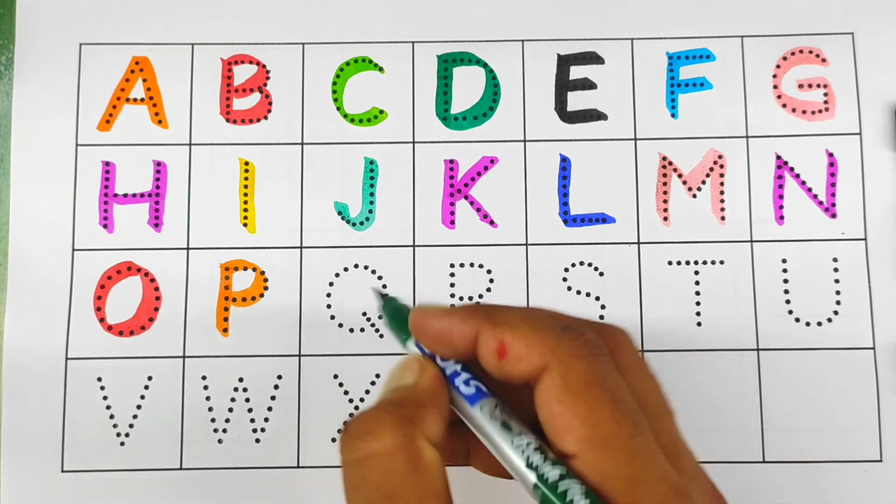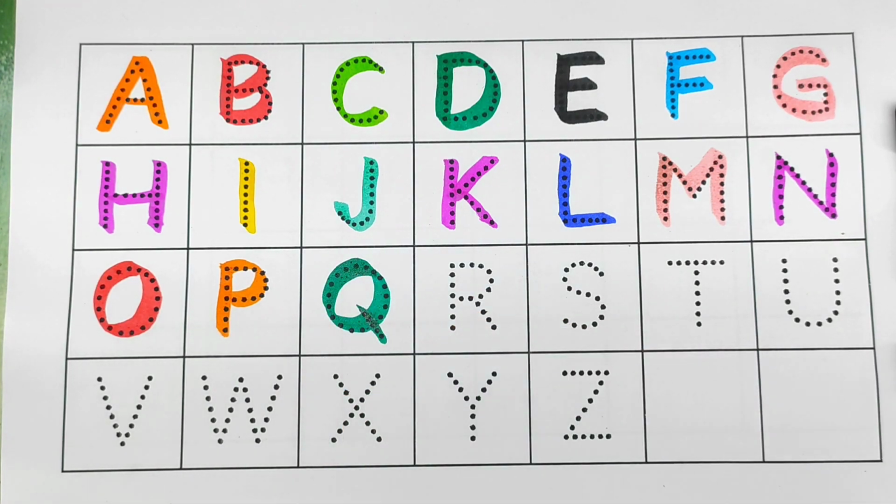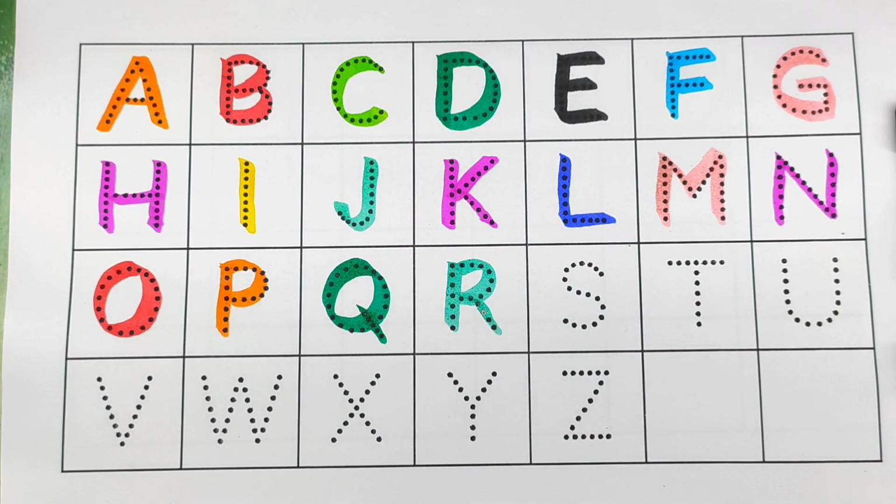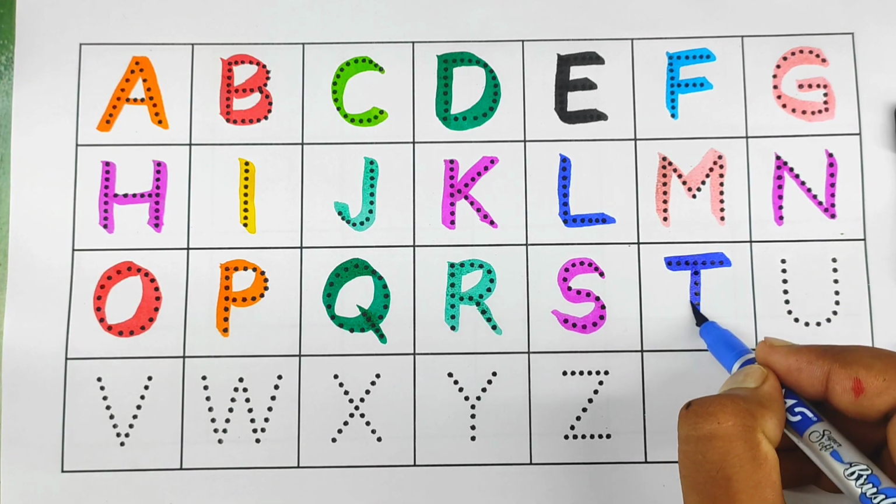Q for queen. R for rabbit. S for sun. T for tomato.